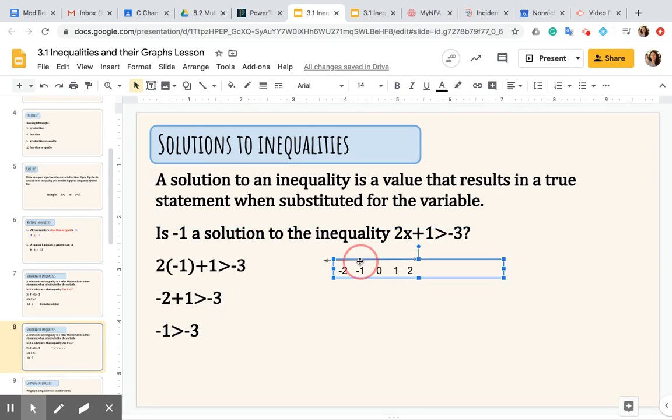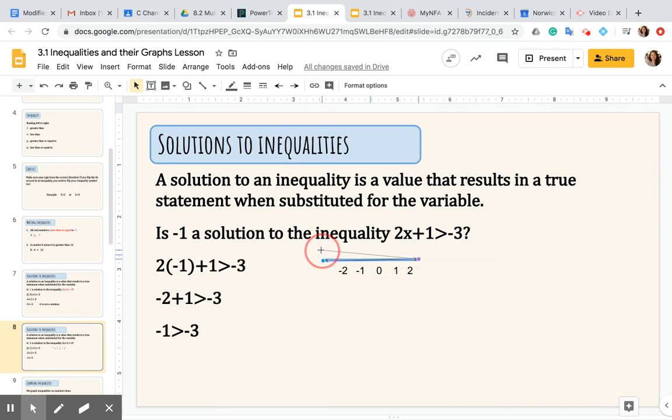I screwed up my number line. It's not straight anymore. That's going to bother me. I want it straight. Come on. There we go. Now it's perfect.